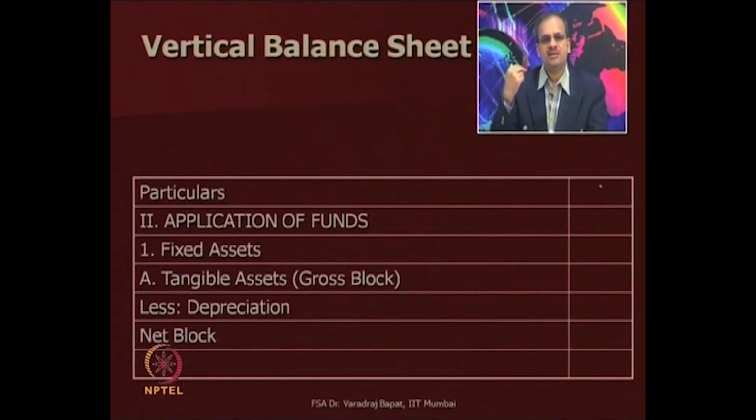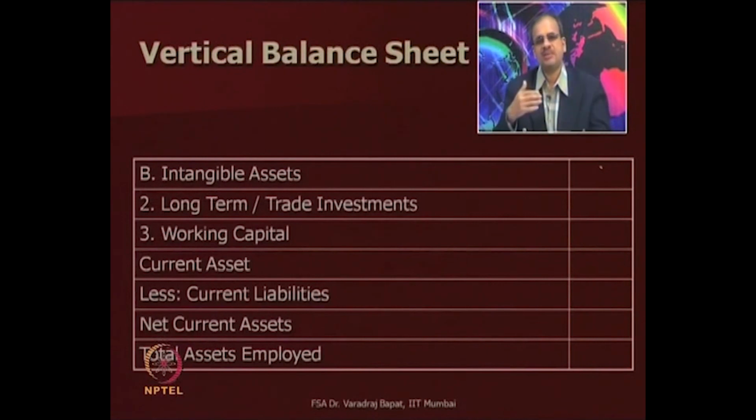First one could be fixed assets, which can be again divided into tangible and intangible. So, tangible assets are known as gross block, minus depreciation we get the net block or the current value. Apart from tangible, we also have an item called as intangible assets. Then second one could be long term or trade investments. The third one is working capital. This consists of current assets less current liabilities. So, fixed assets plus long term investment plus working capital, this total is known as total assets employed. So, total of funds employed should match with total of assets employed.